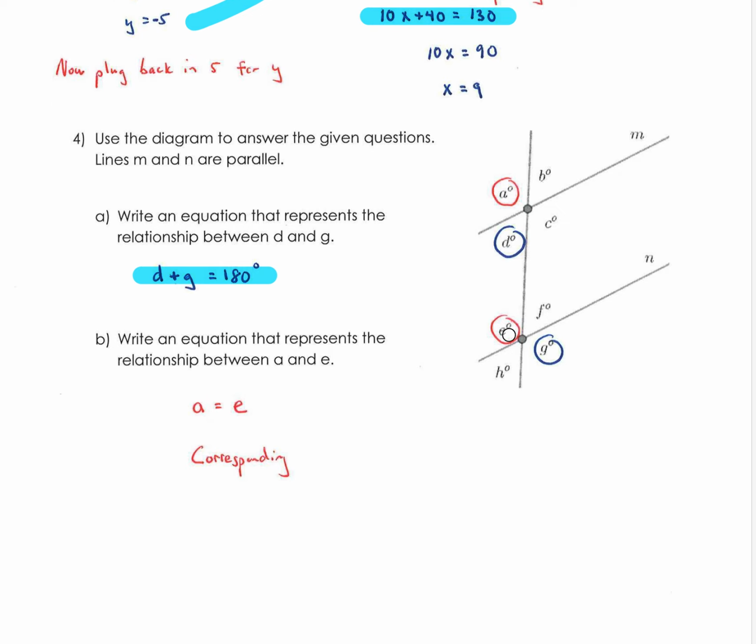Now, A and E, well, there's a name for them. A and E are actually corresponding, so the equation would just be A equals E. Again, you're going to have a whole lot of 180s and a whole lot of equals, and you have to decide what angles are equal and what angles add up to 180.